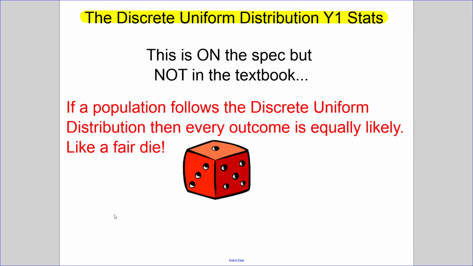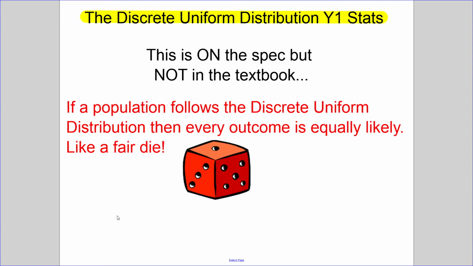For the next little bit, we need to mention the discrete uniform distribution. This is actually part of Year 1 stats, but it's not in the textbook because they've actually missed this out. The discrete uniform distribution is a really boring distribution where every outcome is equally likely.